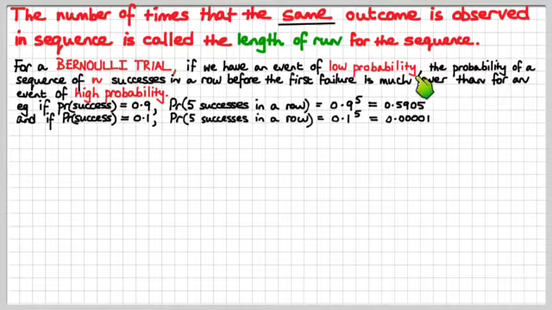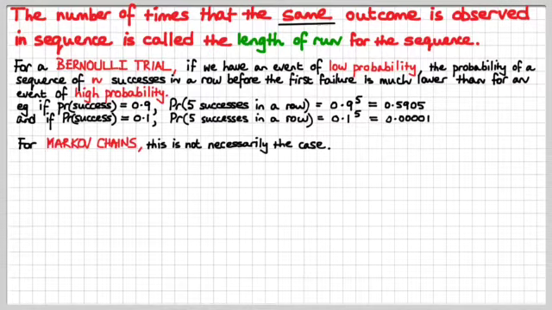For an event of low probability, the probability of a sequence of n successes in a row before the first failure is very, very much lower. So you're not likely to get a decent sized run length of successes in a very low probability event. But you've got quite a reasonable chance of getting that for a high probability event. That's all we're saying, all right? That makes sense, doesn't it?